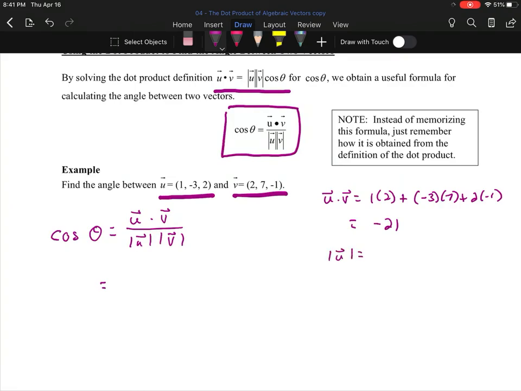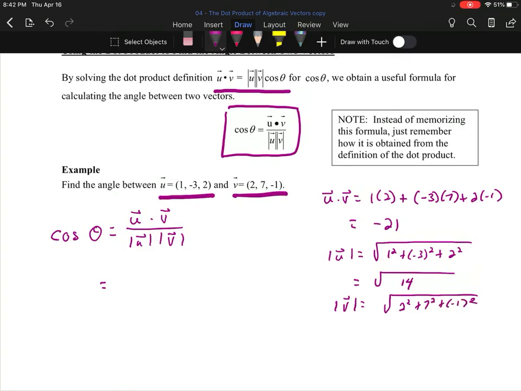Okay, so we need the magnitude of u in my equation over there. The magnitude of u is a little 3-dimensional Pythagorean theorem here: the square root of 1 squared plus negative 3 squared plus 2 squared. And I get 1, 9, 13, 14 there. The magnitude of v is the square root of 2 squared plus 7 squared plus negative 1 squared. 4 and 49 is 53, and one more is 54, which you could simplify as a radical, but based on what I'm doing here, I don't need to simplify the radical. So back to my cos theta formula.